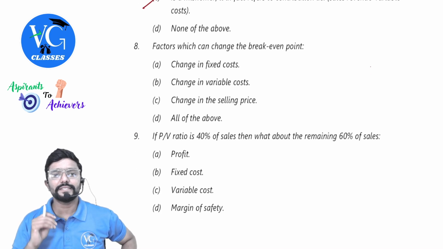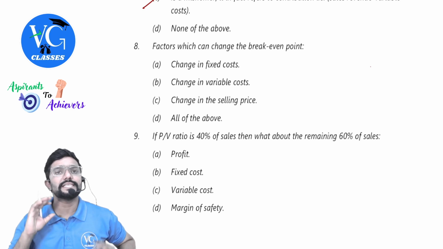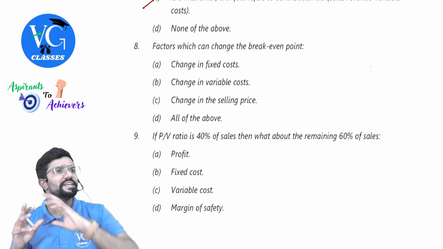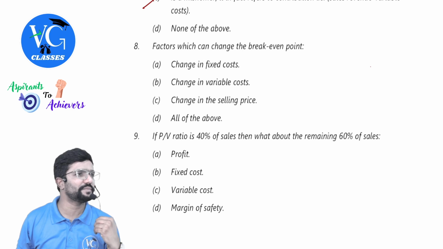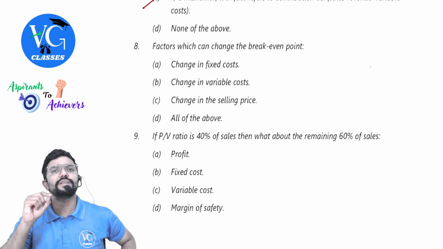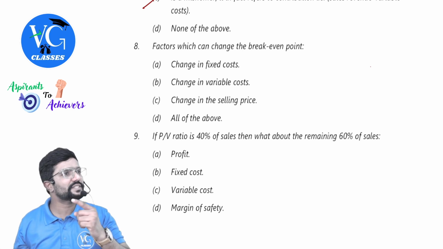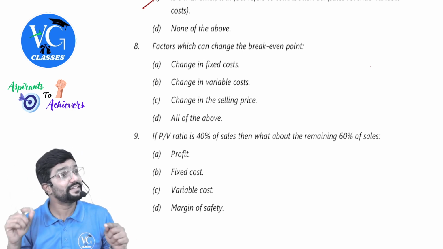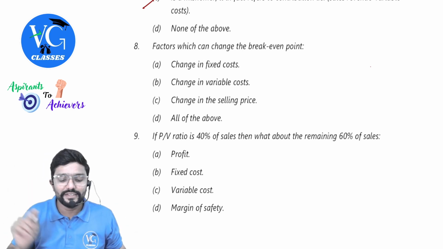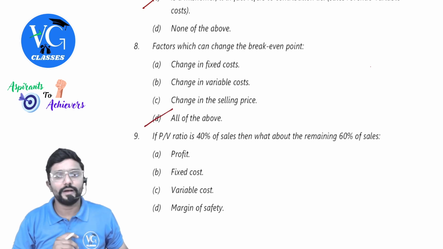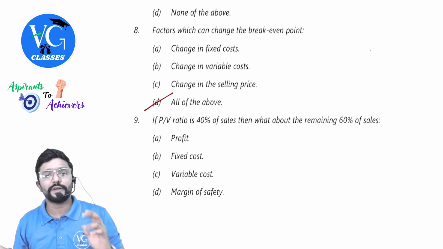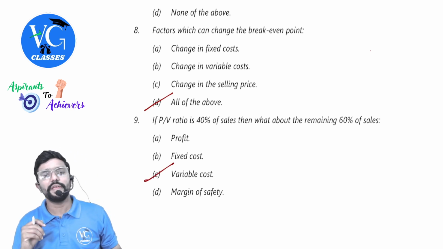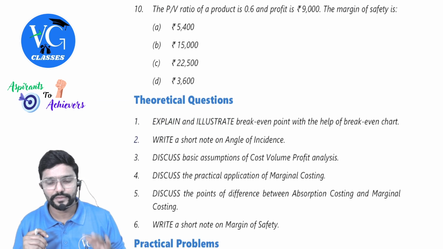Eighth one. Factors which can change the break-even point. In break-even point, what all formulas do you take? Fixed cost divided by PV ratio or contribution per unit. Correct. So what all will impact this? Change in fixed cost, will it affect? Yes, because numerator. Then change in variable cost, change in selling price, will it affect? Yes, denominator. That means all of the above. If PV ratio is 40% of sales, then what about the remaining 60%? Variable cost.